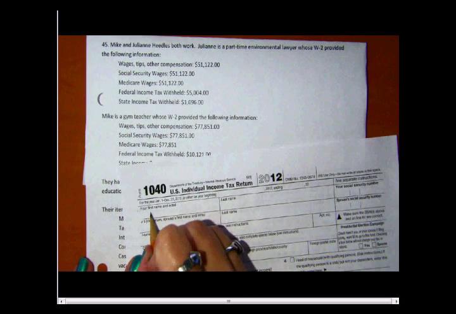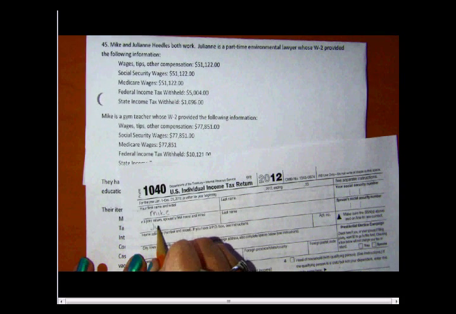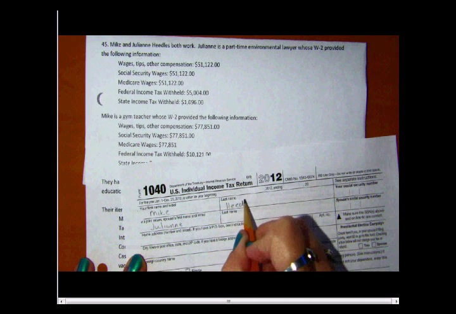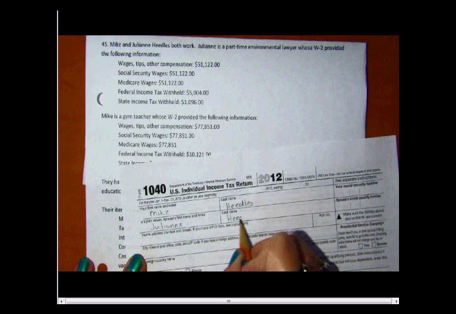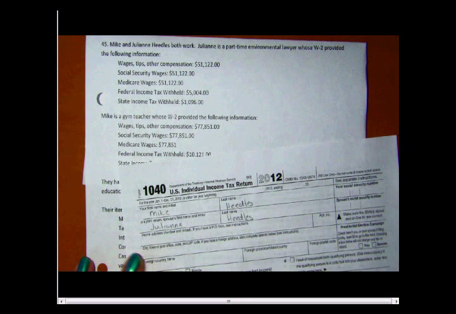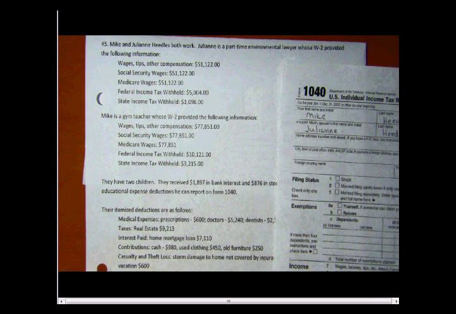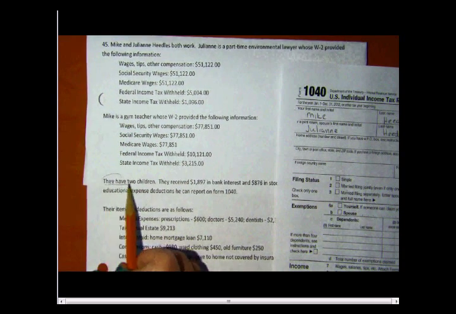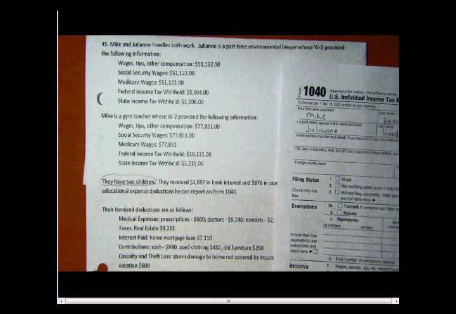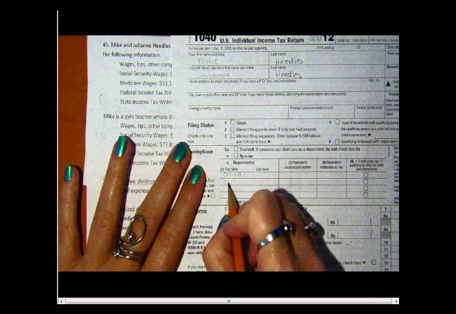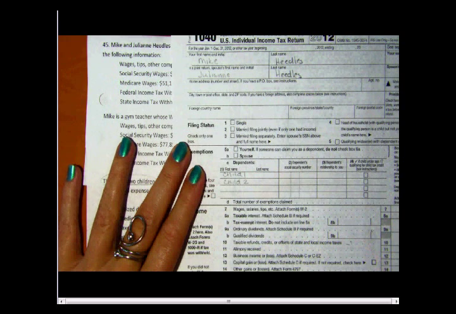So we have Mike and Julianne Heedles. Now we need to look at all of this information. We find out this. We have 2 children. Okay. So we don't know their kids' names, but we'll just put child 1 and 2. Okay. We're going to assume they're under 17.